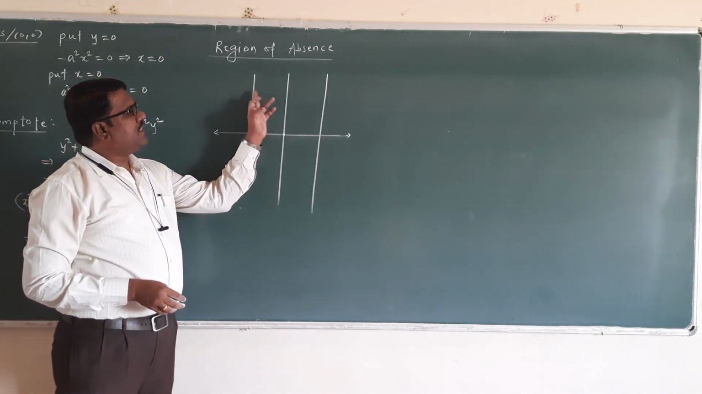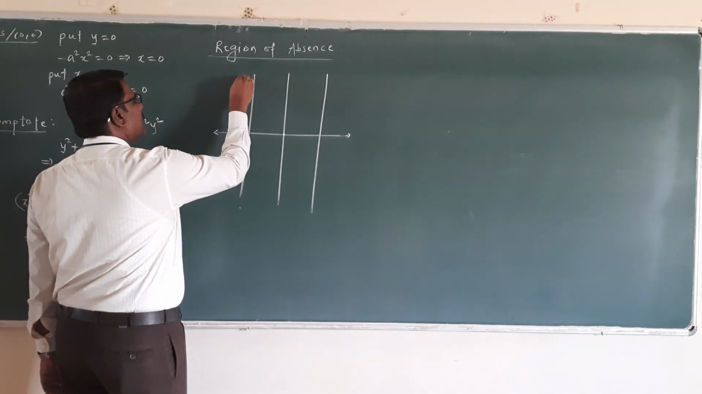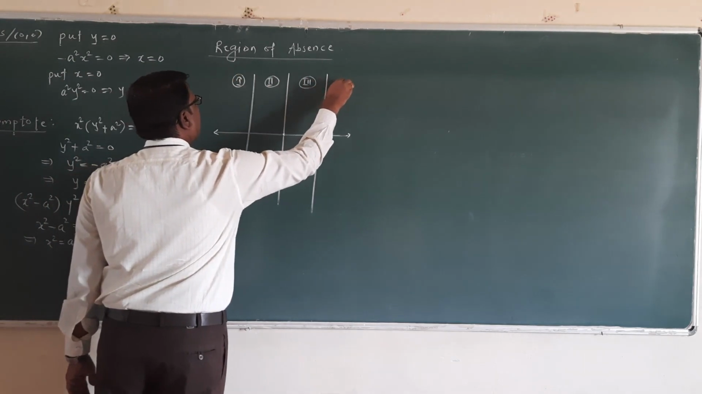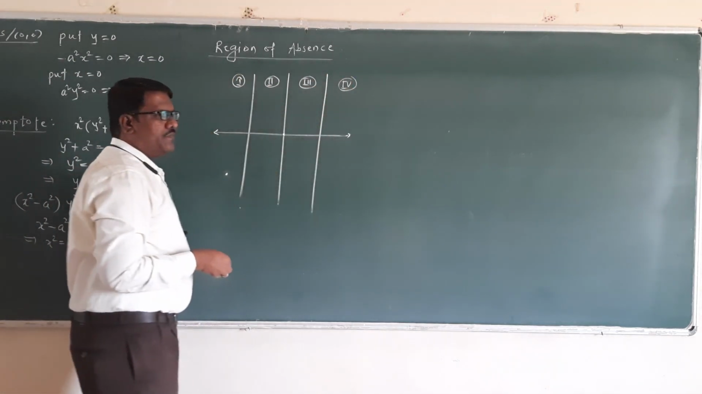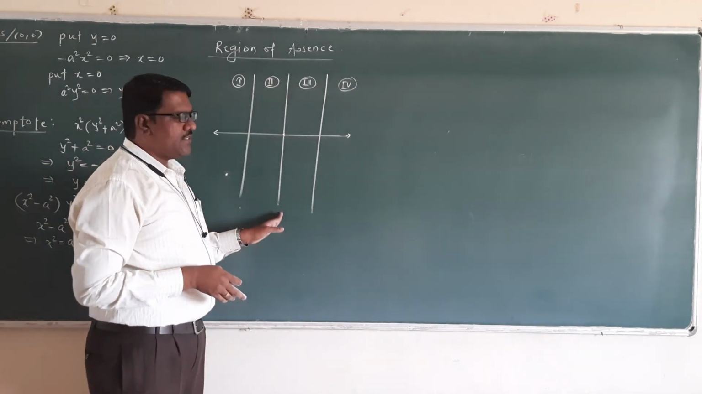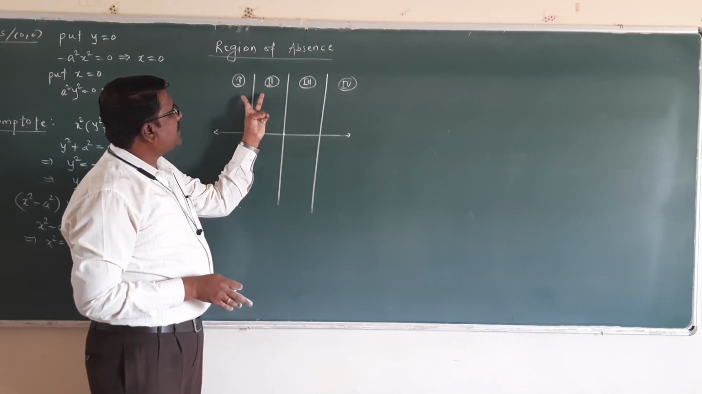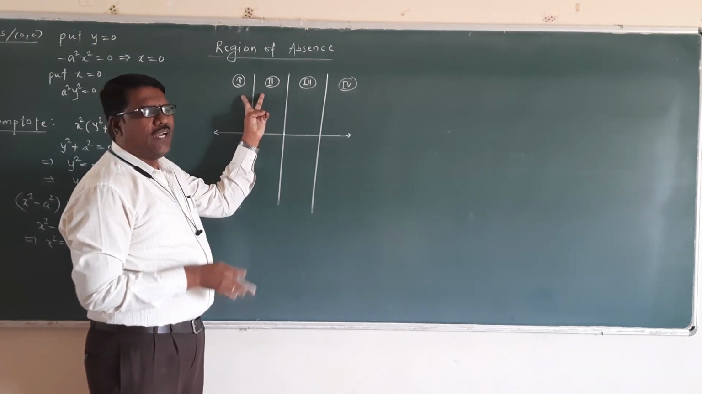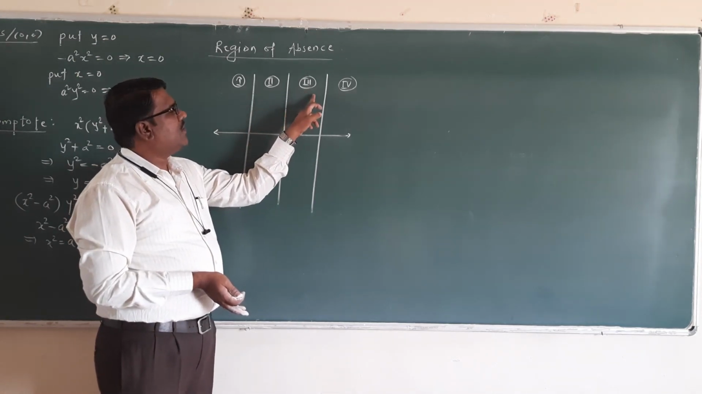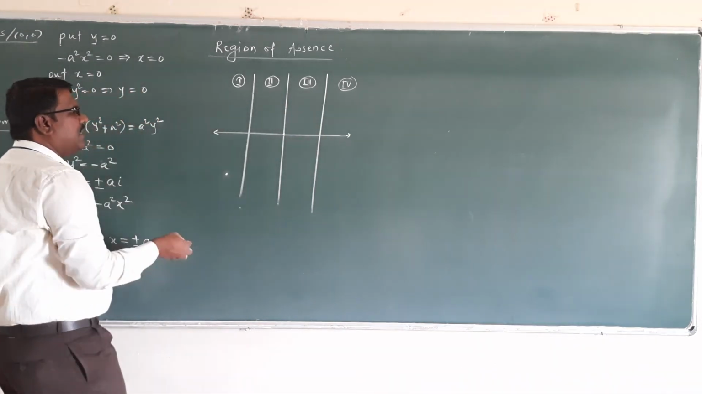After considering these asymptotes, here we got four partitions. So this is the 1st, this is 2nd, this is 3rd, and this is 4th partition. But as the curve is symmetric about the y-axis, what will I do? I will check whether the curve is present only in these two partitions, and accordingly, by using symmetry, I can guess whether the curve is present in the third and fourth partitions.